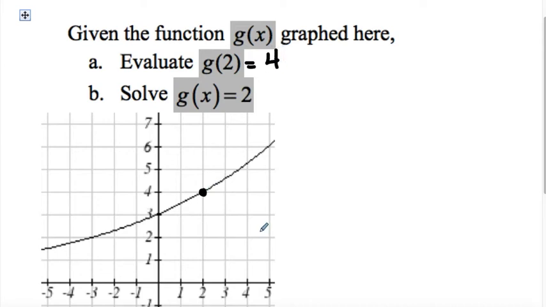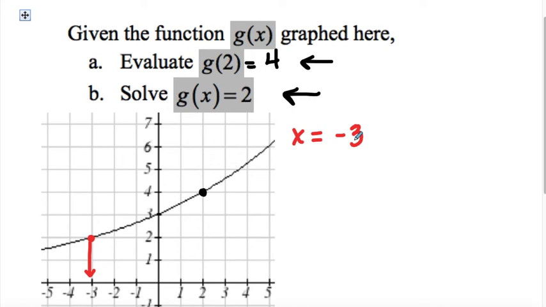Again, be very careful to see the difference between this and now what I'm asking you. I'm saying, solve g of x equals 2. That means I want x, find x when y is 2. So I go to my y of 2, I find my point on the graph, and I find the x, which is -3. So x equals -3.